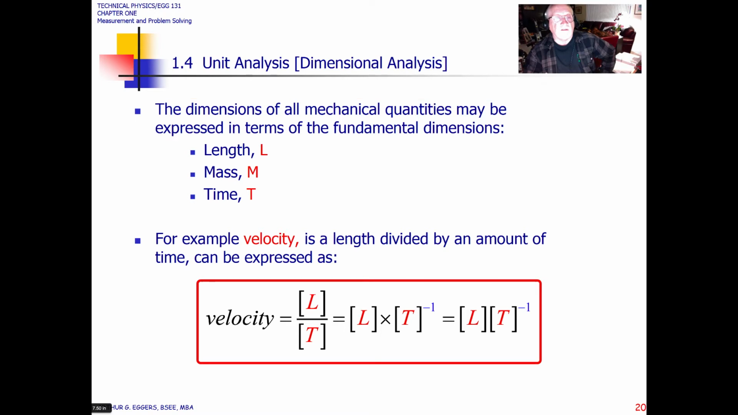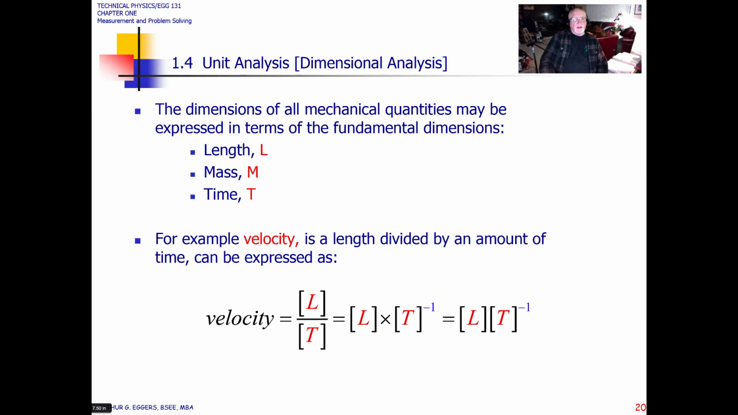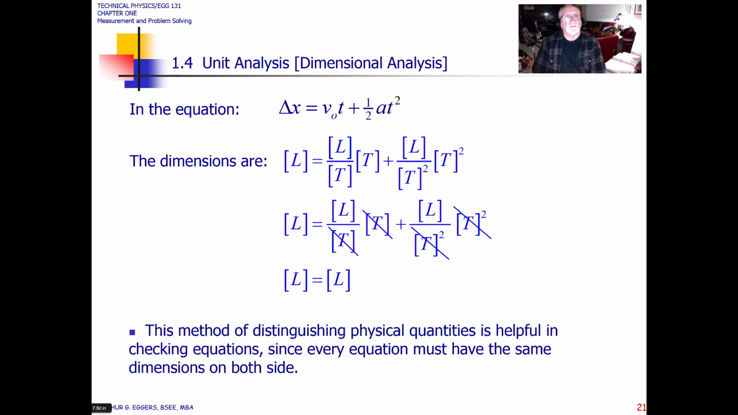For example, let's take a look at velocity. Velocity, which is defined as a length per unit time, typically in meters per second, we see that the length is divided by an amount of time and can be expressed as L over T. We can take the T out of the denominator and put it in the numerator, and it becomes L times T to the minus 1, or LT^-1. So we have to be aware of these fundamental units, because they are very useful when we start to look at our analysis and back-checking to ensure that we do in fact have the correct units associated with our solution.